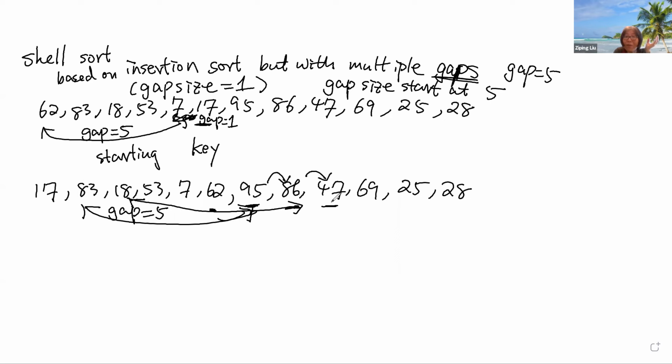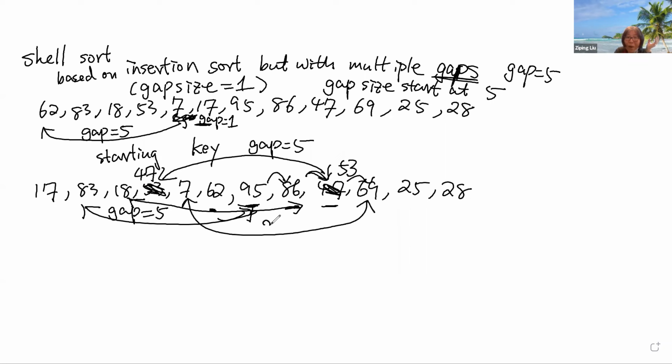Then you advance to the next one, 47. It's compared with what? With the gap size 5. Is it in its right place? No. So you swap 47 and 53. Then you move on to the next one, 69. Same thing, you compare with the gap size 5. Is it in its right location? It is. Then you move on to the next one, 25. It's kind of messy.